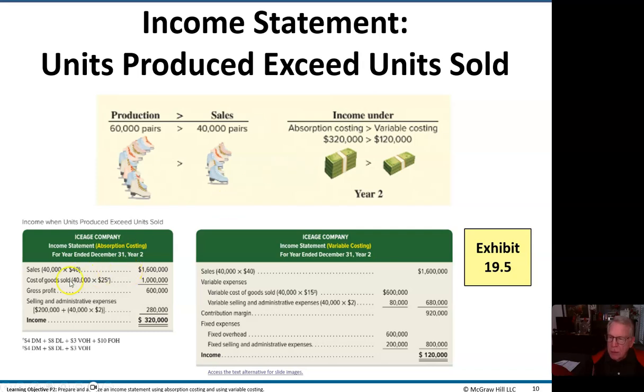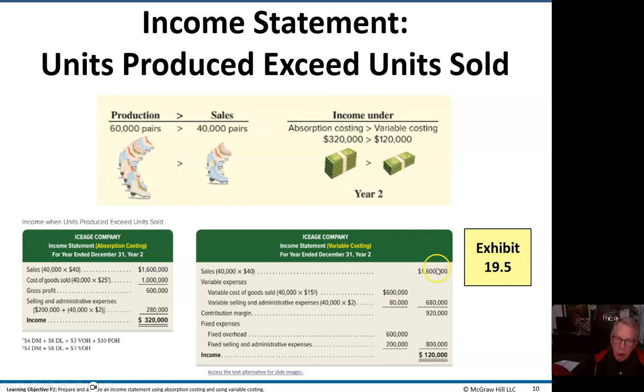How do we get that? We take the sales, 40,000 times $40, $1.6 million. The cost of goods sold, 40,000 pairs times $25, which is $1 million. So our gross profit is $600,000. We back out the selling and administrative expenses of $280,000, and that gives us an income of $320,000.